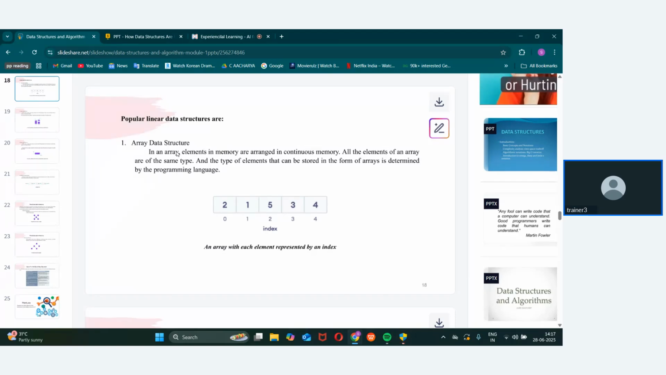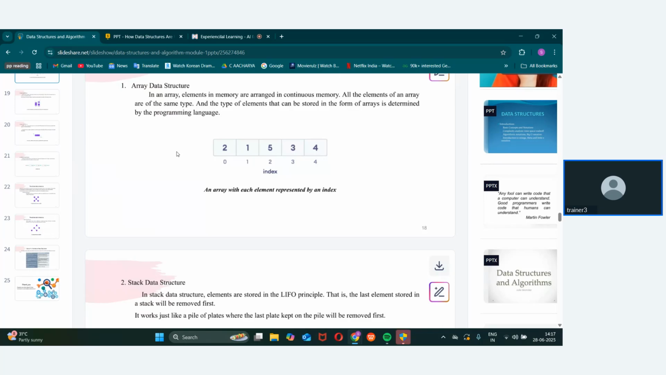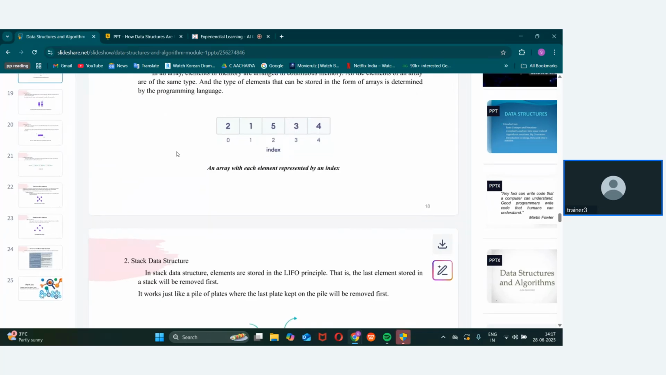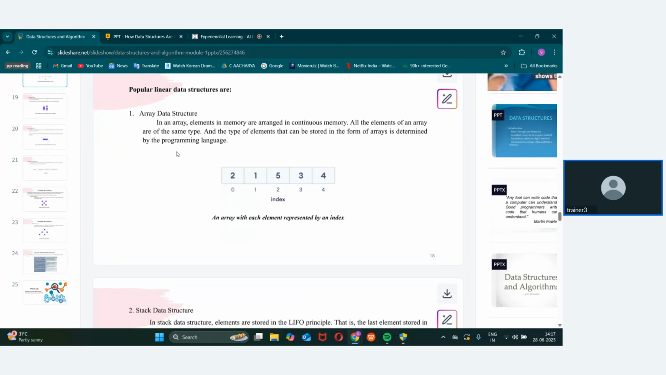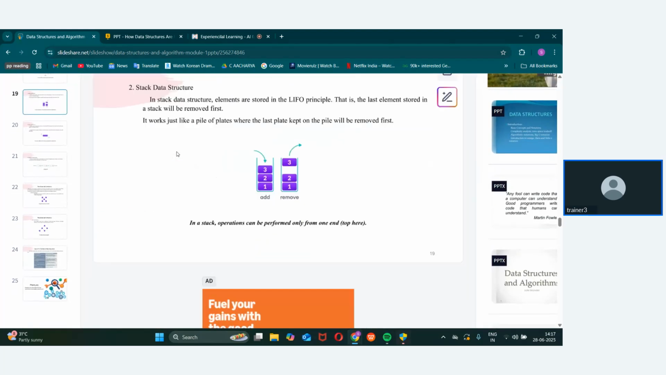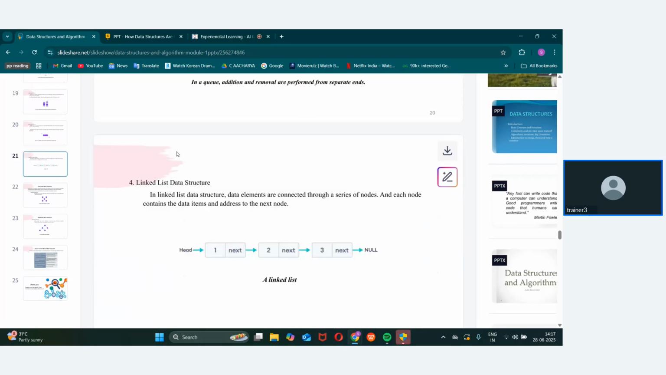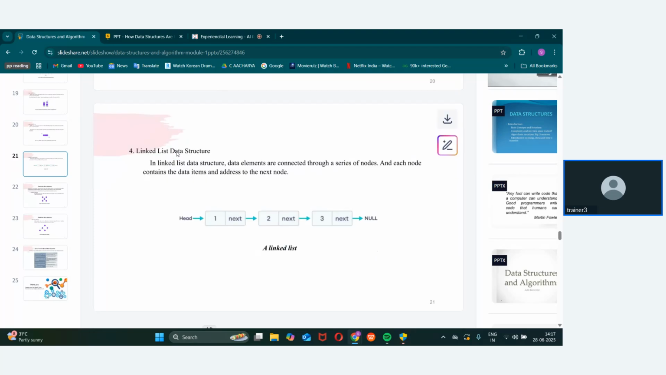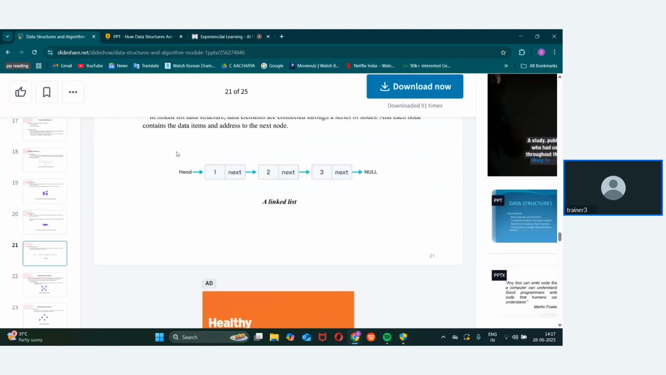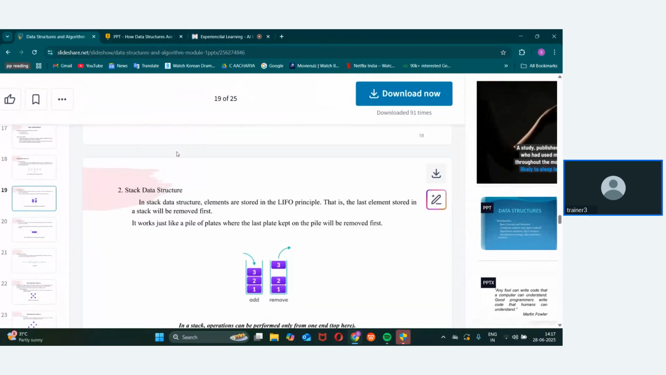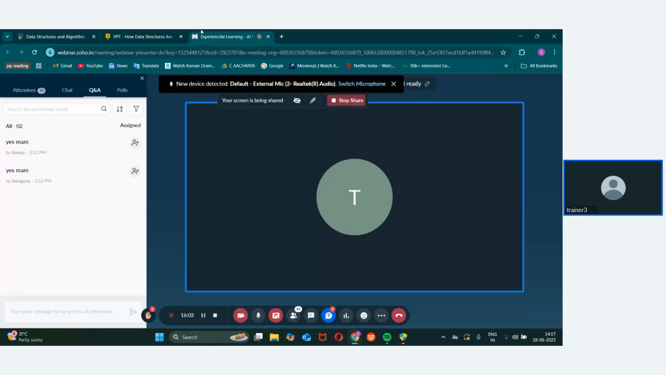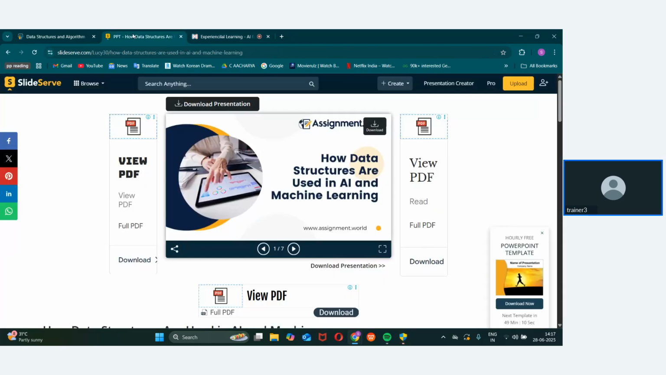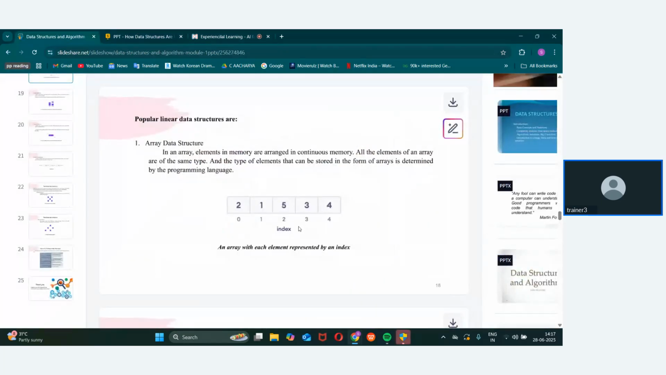First we have array data structure. Yesterday we just went through what the several types are. So first is array data structure, and then stack data structure, queue data structure, and linked list. We have four types in linear data structures.